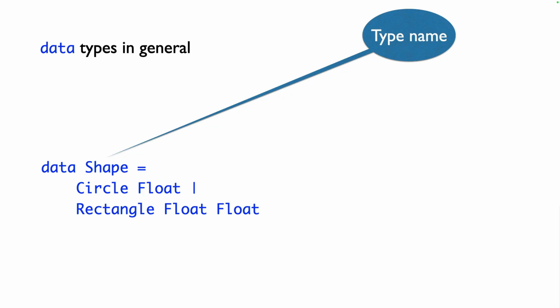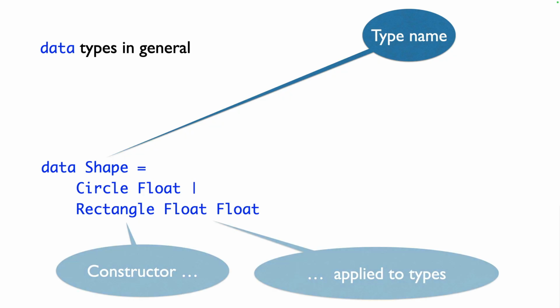Let's look at what data types look like in general. What do they consist of? Well, I'm going to look at this example, but just generalize and explain what a general type definition will look like. It will have a type name. In the case here, it's type Shape. It will contain a number of options of different kinds of data. Each of those consists of a constructor, like Rectangle, applied to a number of types. And those options are separated by a vertical bar.